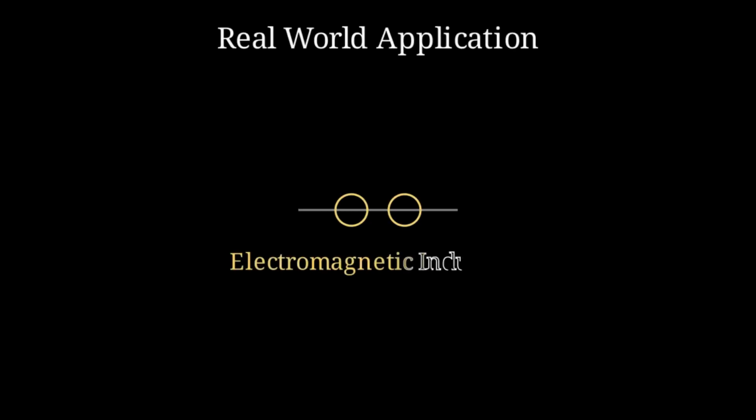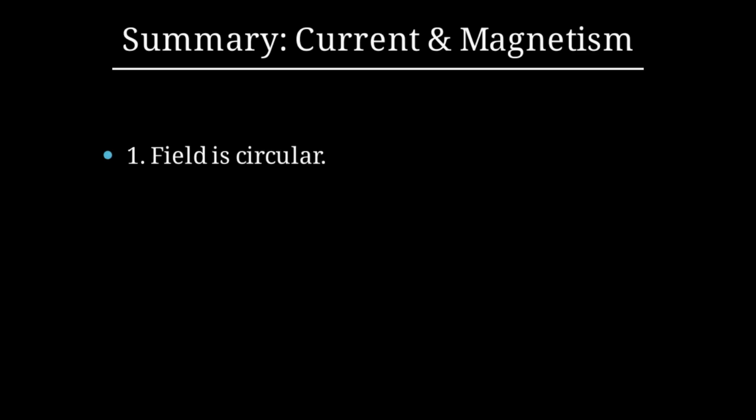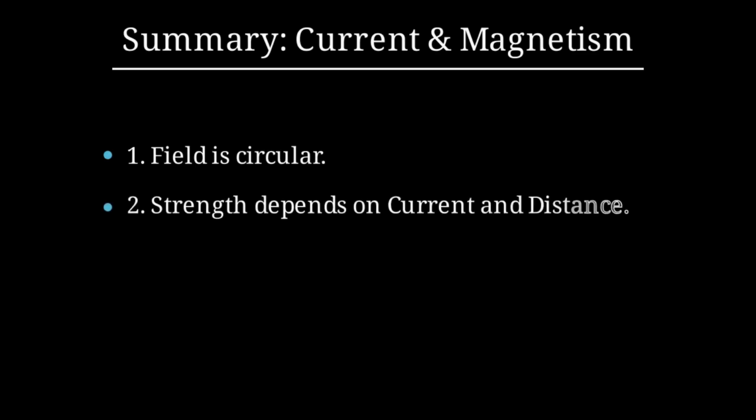This principle is the foundation of modern technology. From the motors that drive our appliances to the speakers that produce sound, current-carrying conductors are everywhere. In summary, every electric current creates a magnetic field. By controlling the current and wire geometry, we can harness magnetism for countless applications.